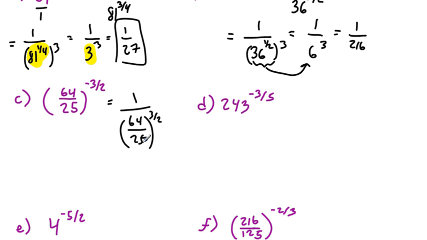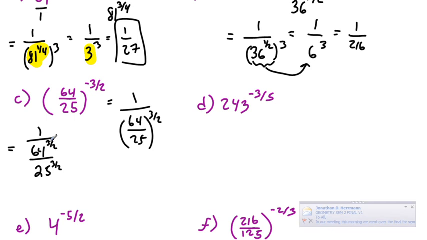Meaning I can rewrite this as, watch this now, 1 over 64 to the power of 3 over 2, all over 25 to the power of 3 over 2. See there? Basically, 64 is being raised to the power of 3 halves, and 25 is being raised to the power of 3 halves. So now we have to simplify the bottom, and then simplify.